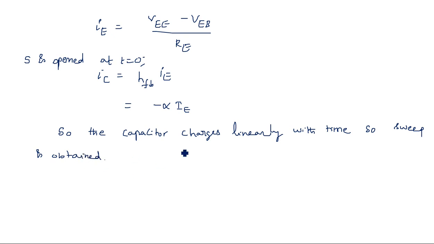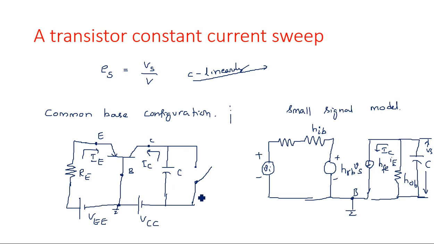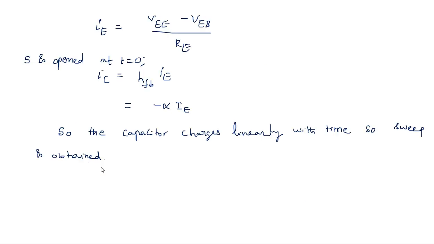Okay. Now, from this equivalent circuit, the second circuit, we can write VI is equal to RE, and the current flowing is IE. VI we can write as VEE minus V gamma, since VEB is nothing but V gamma. So VI is equal to VEE minus V gamma. That we can represent as capital VI, which is the input voltage applied at the transistor.